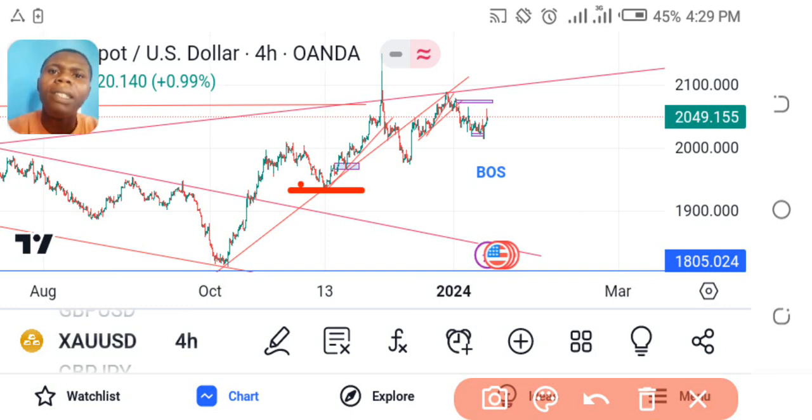The next one is the market structure change indicator. For the sake of gold, gold does not always give a market structure change indicator. Please take that. It doesn't always give it. That's why each market has the way it moves.